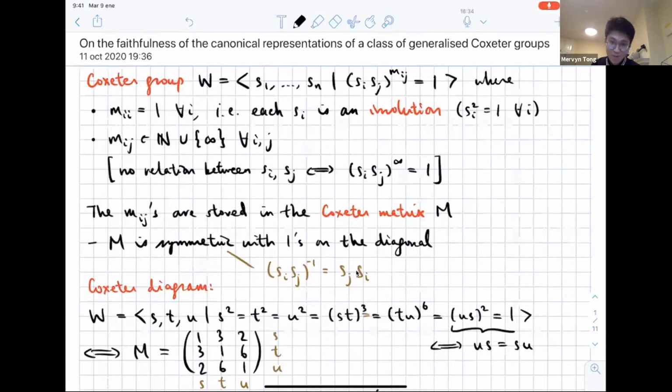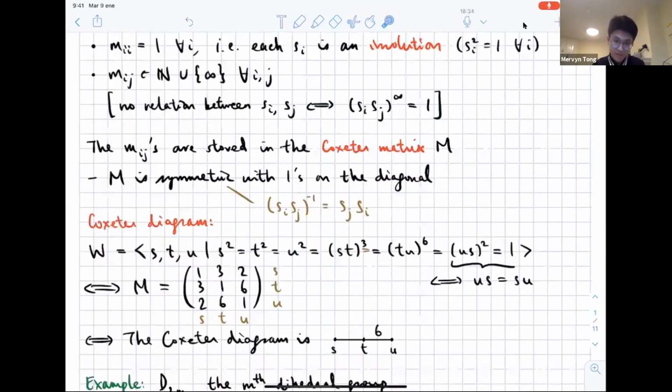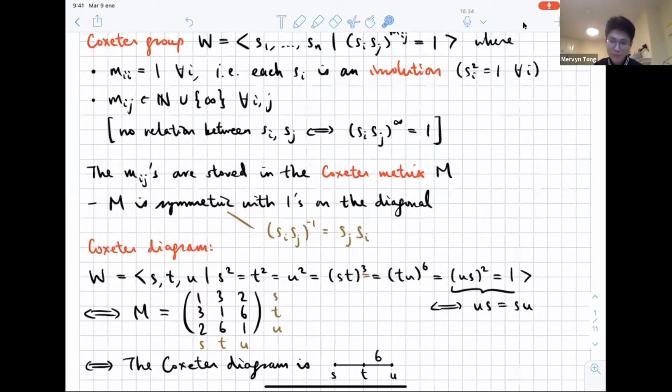It's a group W that's generated by S1 up to Sn subject to relations of the form (SiSj) to the Mij is 1. The conditions on the Mijs are that Mii have to be 1 for all i, which means that each of the Sis needs to be an involution, i.e. they have order 2. And the Mijs can be natural numbers or they can be infinity, where an infinite order between Si and Sj just means that there is no relation between Si and Sj.